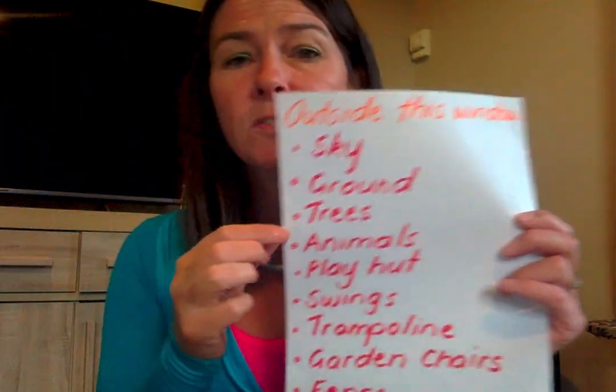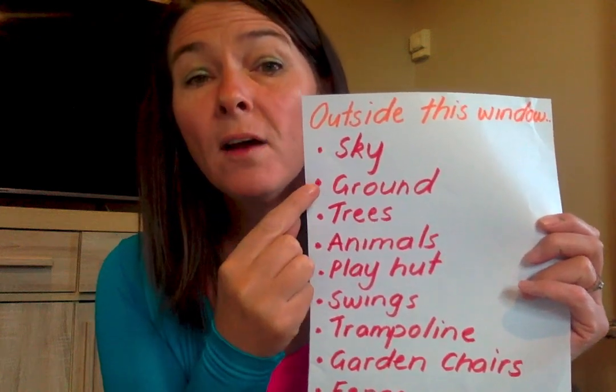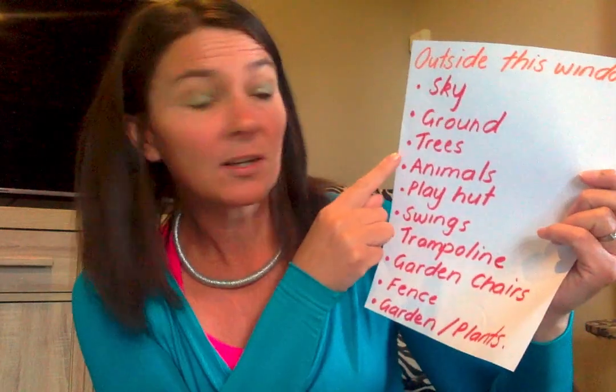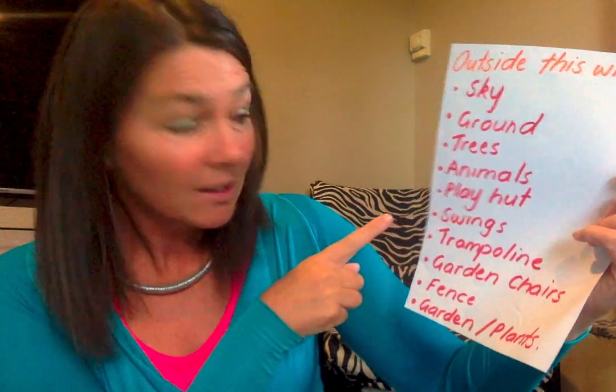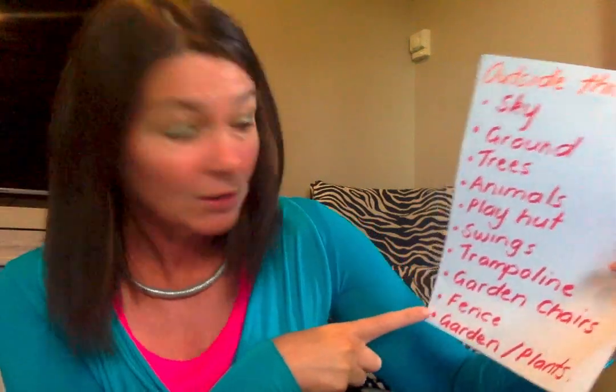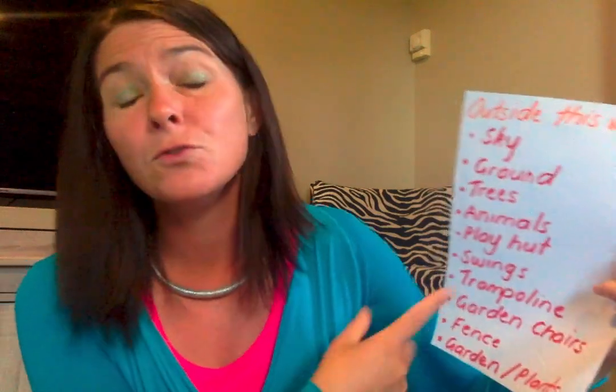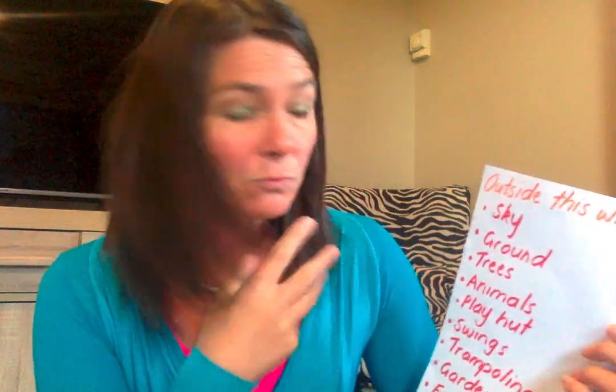Now, guys, I want you, for your piece of writing today, to look out the window and pick 4 nouns. I've written a whole little description for you. So we've got outside, we've got the sky, the ground, the trees. So you could pick your animals. Play hut. Outside my house, I have a play hut. I also have swings. We also have a trampoline. We have garden chairs. It could be the garden chairs with spider webs on it or something sitting on it. A cat might be sitting on it. The fence, we've got the garden, and we've also got other plants. So I want you today to pick 4 nouns outside your window and describe those nouns.